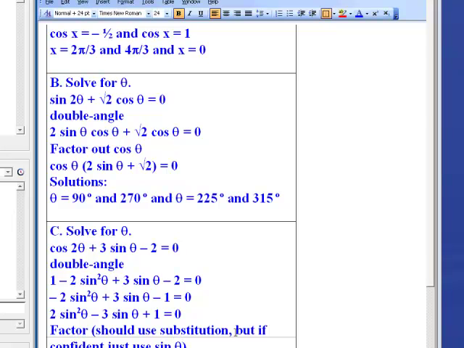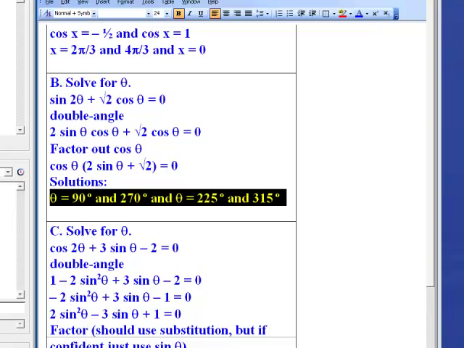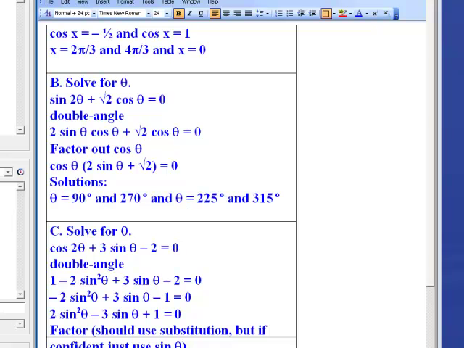Okay. So the solutions are going to be theta equals, let's see, am I supposed to be in degrees again? I think so. So obviously these are not going to be the solutions, but I just copy them down and see what happens.